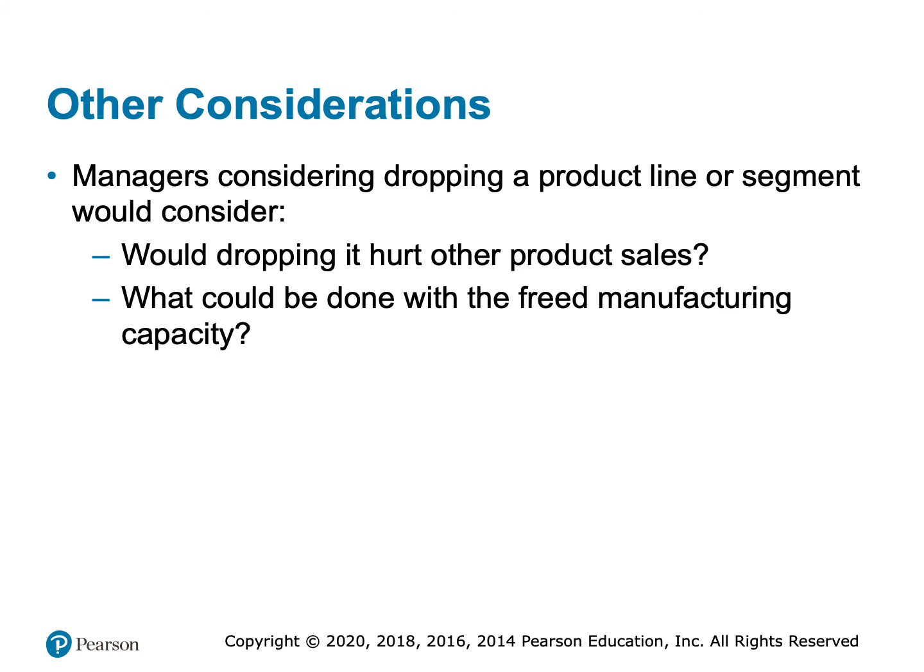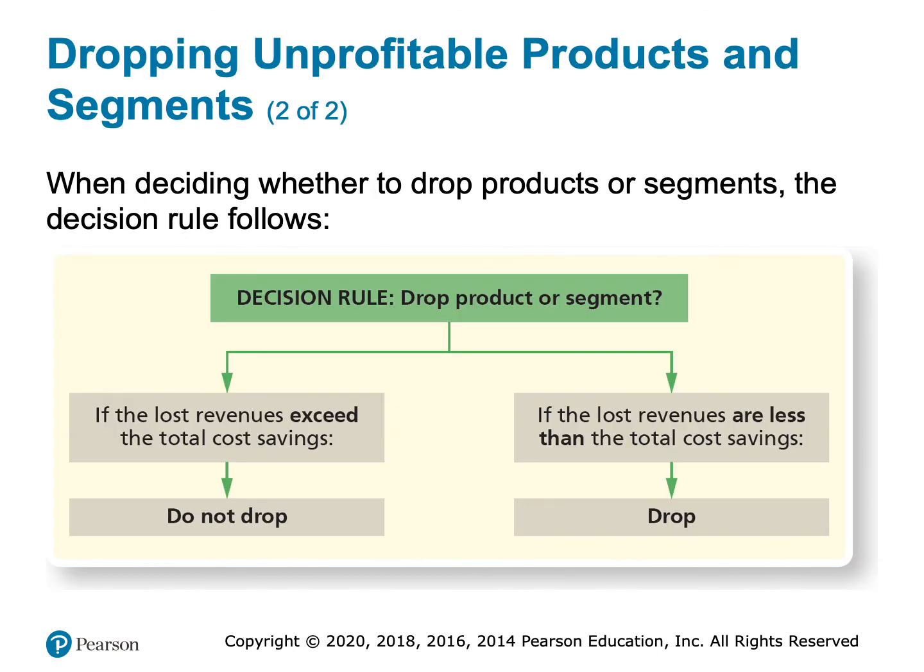So again, things that we need to consider. If we drop it, would it hurt sales of other products? Is there something else that we could do? If we quit making the premium tablet, could we do something else? Could we make watches instead? So instead of firing all those people, we could retrain them to make watches instead of premium tablets. Now, our decision rule is if the lost revenues exceed the total cost savings, don't drop. And if the lost revenues are less than the total cost savings, then do drop. But of course, in real life, we want to take into consideration all of those qualitative non-financial factors as well.